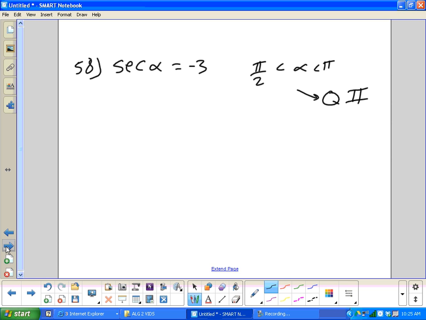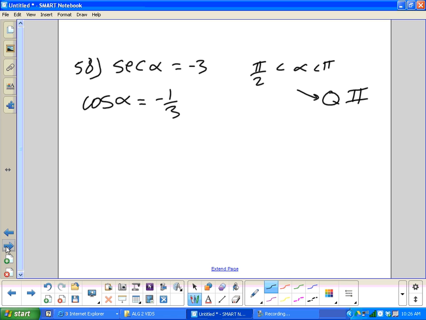Now, I'm not too sure about secant. I don't like using secant. I don't like using cosecant, and I don't like using cotangent. I like sine and cosine. So what can I do there? Right, change it to the reciprocal, cosine. So if secant is negative 3, what would cosine be? Yeah, negative 1/3. So one thing about the reciprocal, the sign doesn't change on a reciprocal, does it? It's still going to be negative.